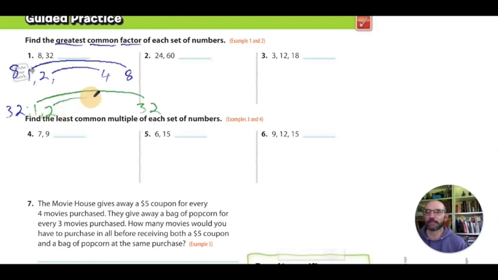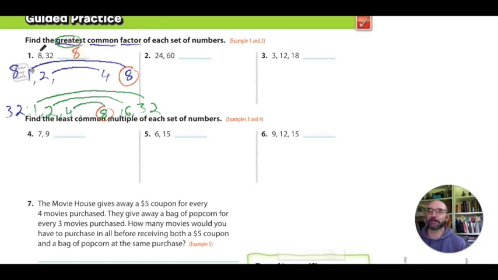2 times 16. I happen to know that because I know my times tables well. And 3 doesn't go, oh, but 4 goes. It's going to be 4 times 8. And hopefully you see that knowing your times tables is really important for this kind of thing. So now we want the greatest common factor. So what is the greatest or biggest number on both lists? Well, 2 is on both lists, 4 is on both lists, but the biggest number that's on both lists is 8. So the greatest common factor of 8 and 32 is 8.